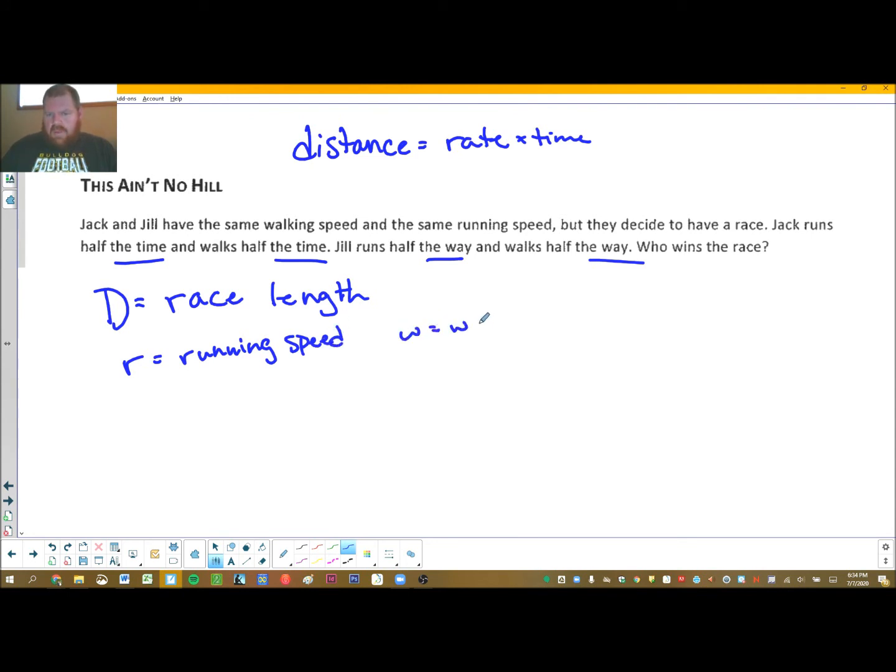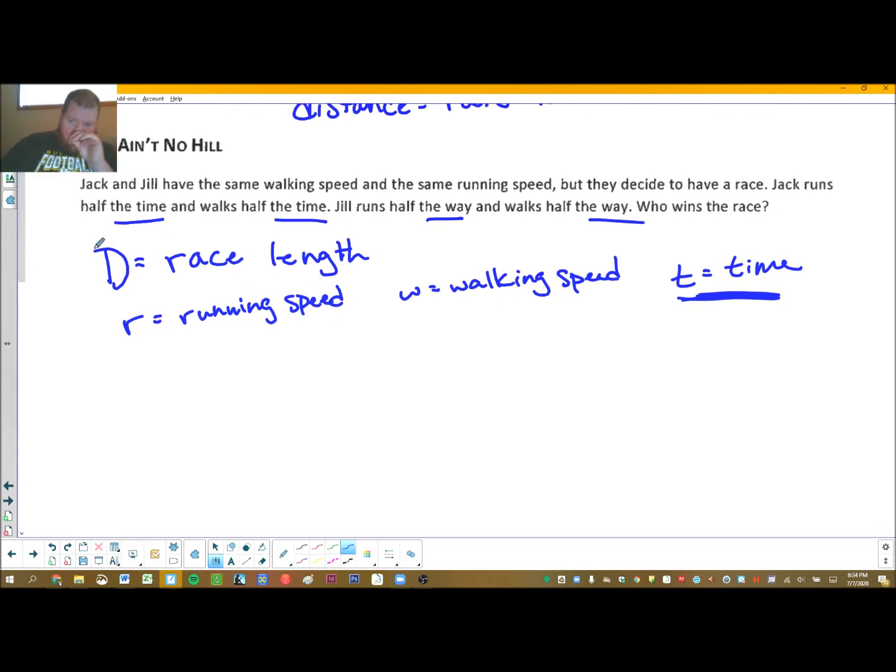And W would be the walking speed. And then we also need the variable T for time. Because if we're looking at who wins the race, that means the shorter time. And so we're really trying to see who has a smaller T value, a smaller time value. So if we look at this, for Jack, he runs half the time and walks half the time.